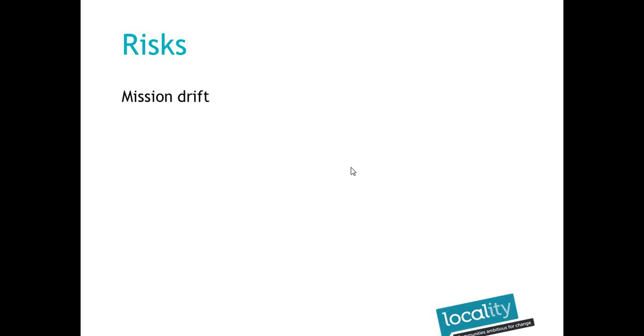Be prepared that there may be some sort of mission drift. Make sure that if you are looking at consortia working, that it's related to your purposes and why you exist, to keep you on track.